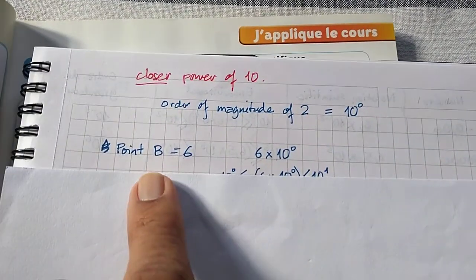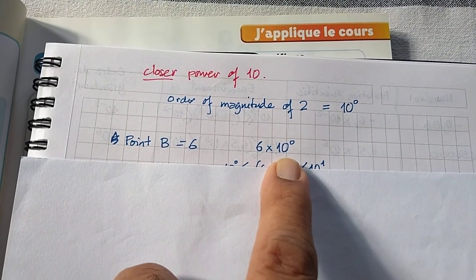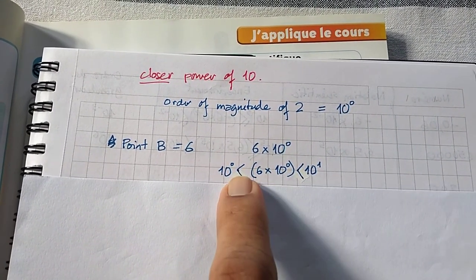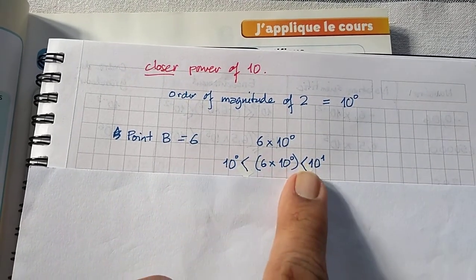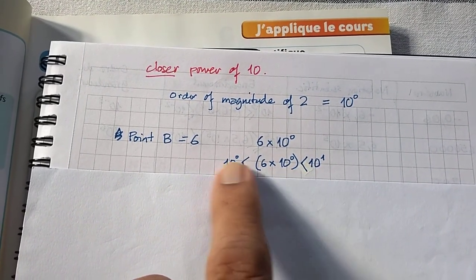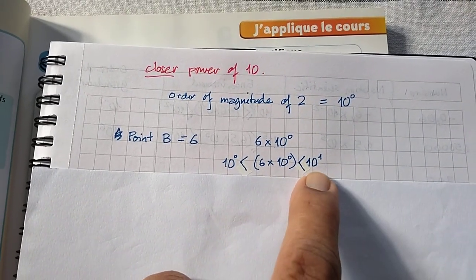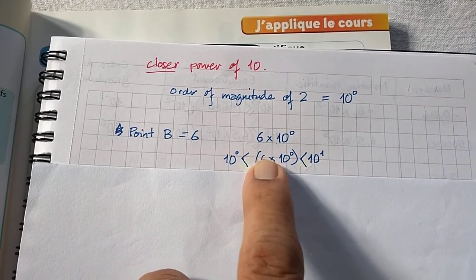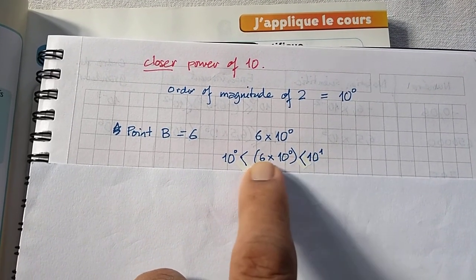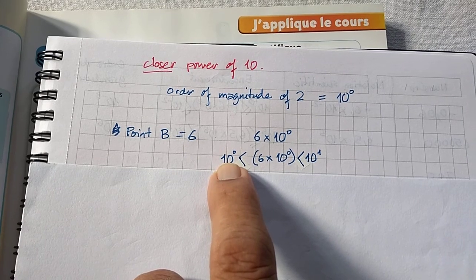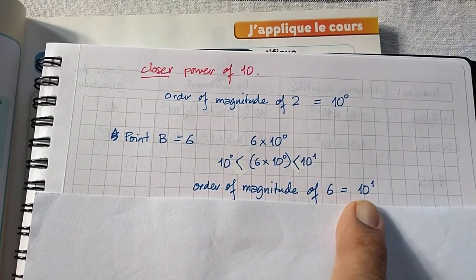So similarly we took point B, which is 6. 6 into 10 to the power 0 is a scientific notation. When I bracket it between two powers of 10, we have 10 to the power 0, it is bigger than that, but it is less than 10 to the power 1. But in this case 6 is closer to 10 to the power 1 than it is to this side. So we write order of magnitude of 6 is 10 to the power 1.